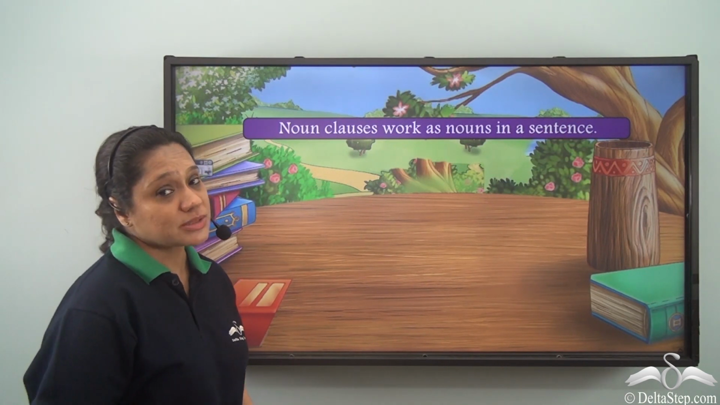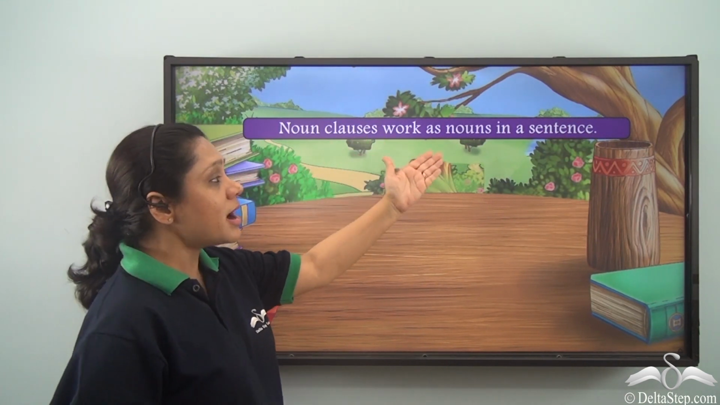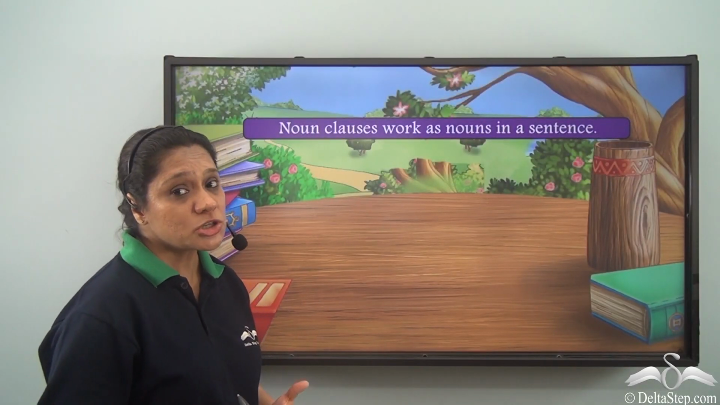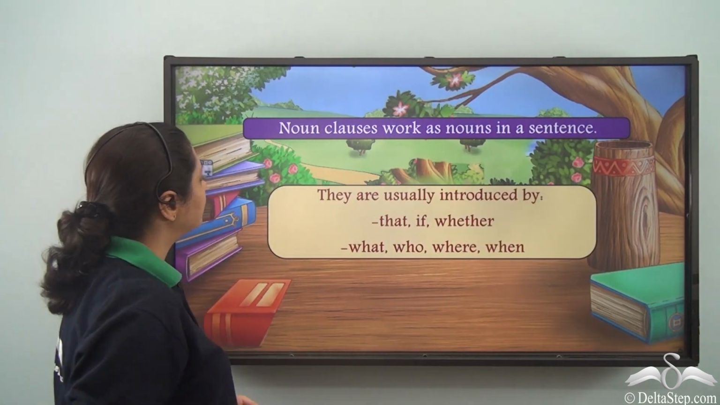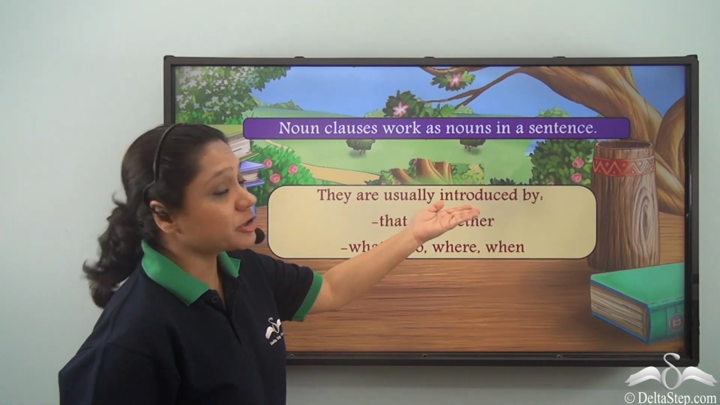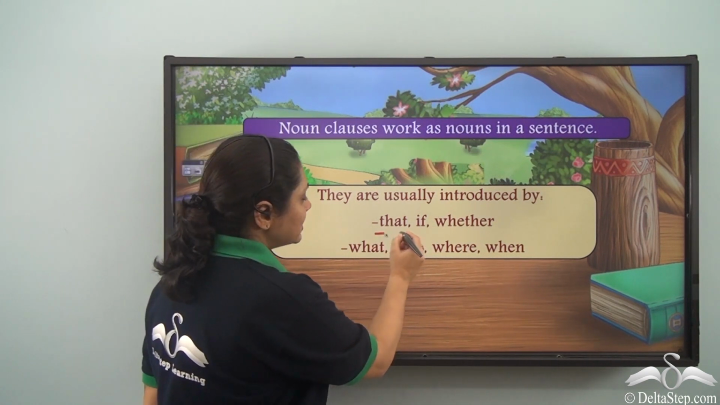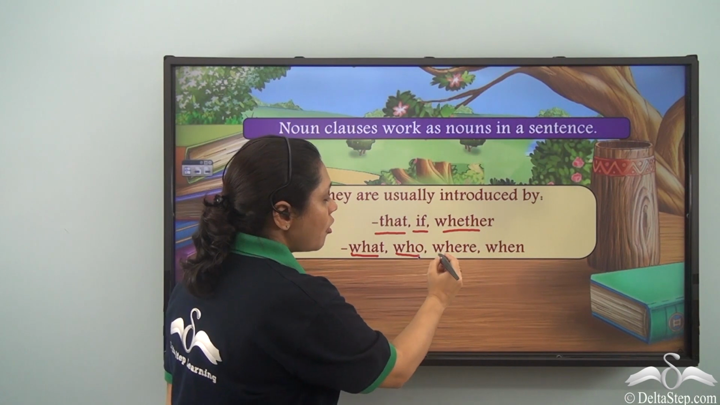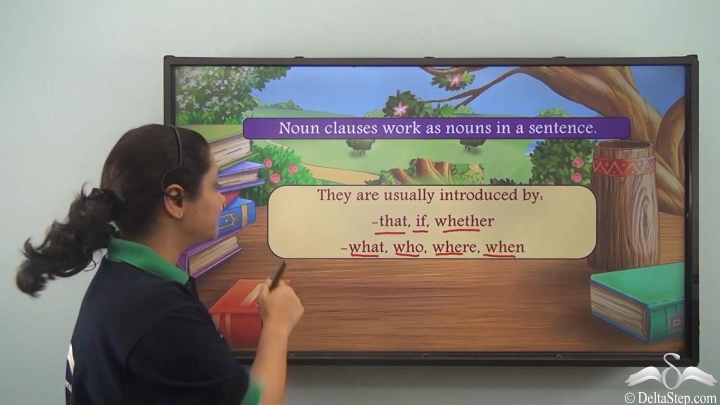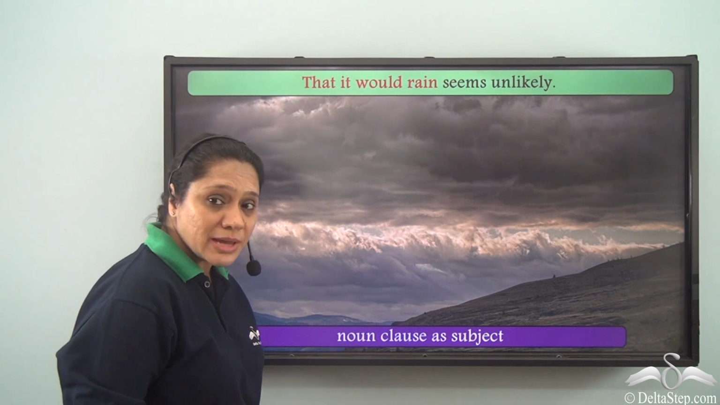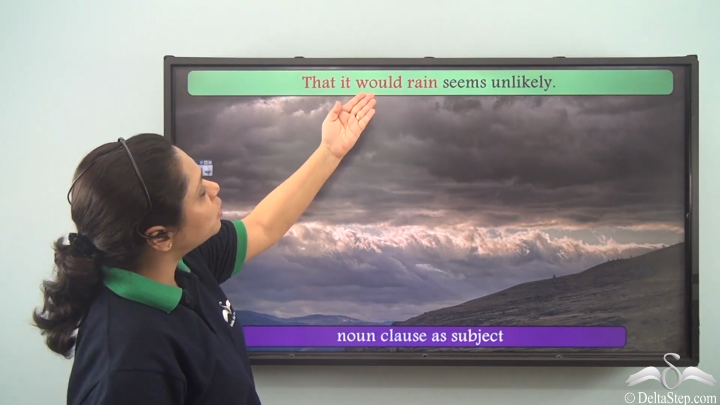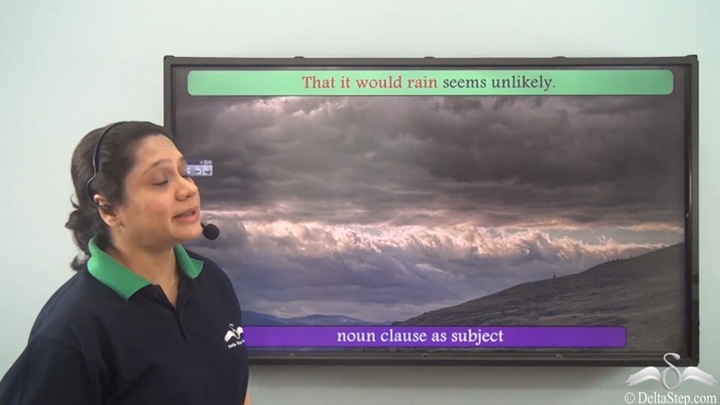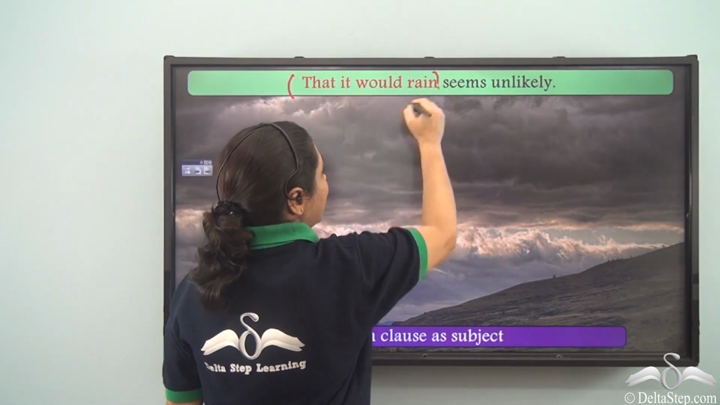So what are noun clauses? Noun clauses work as nouns in a sentence. They answer the question what or who. They are usually introduced by that, if, whether, what, who, where or when. Let us look at a few examples. That it would rain seems unlikely. What seems unlikely? That it would rain.